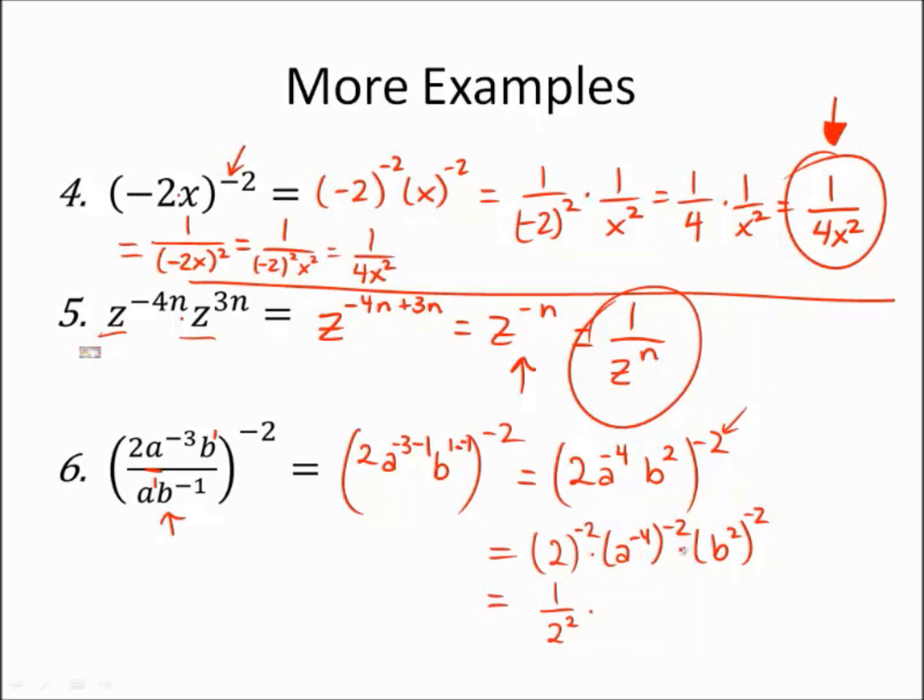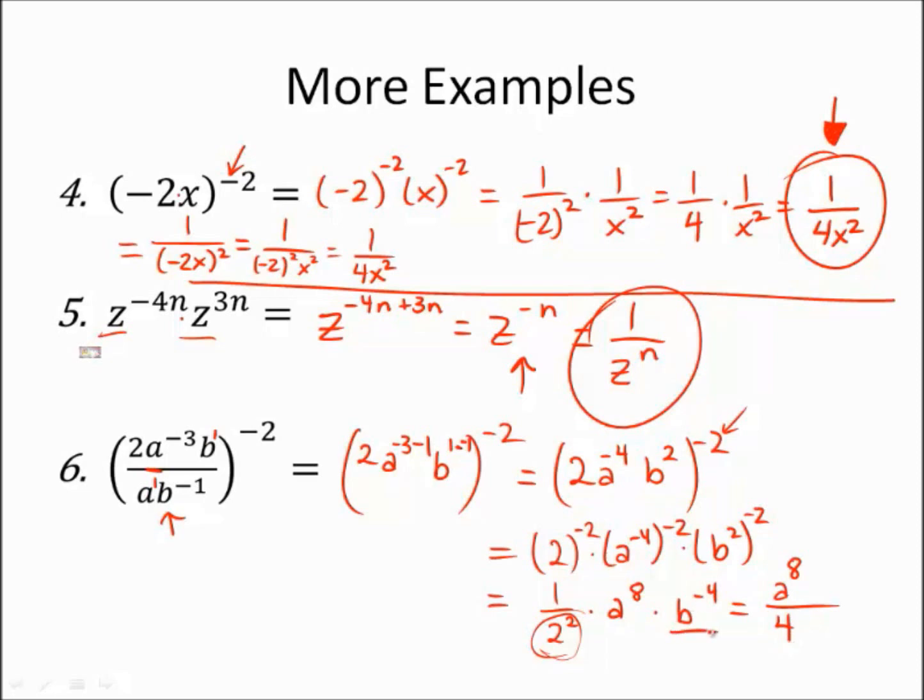Let's move on. This is all multiplication. This is a to the -4 to the power of -2. When you take something to the power of something else, you're multiplying your exponents. So we've got -4 times -2, which is +8. And times b to the 2 times -2 is -4. Let's simplify that, put it all together. The a to the 8 is in the numerator. The 4 is in the denominator.